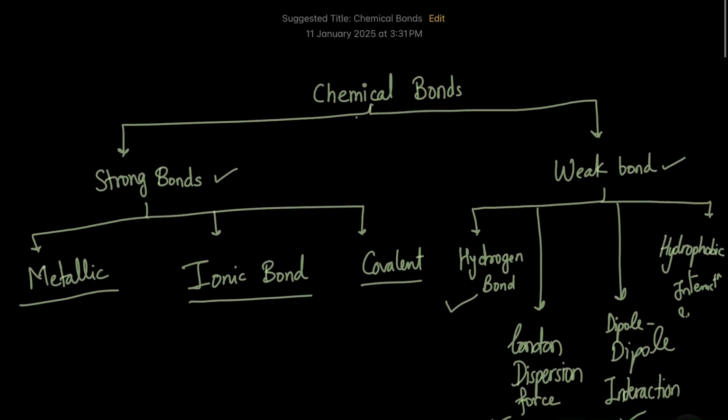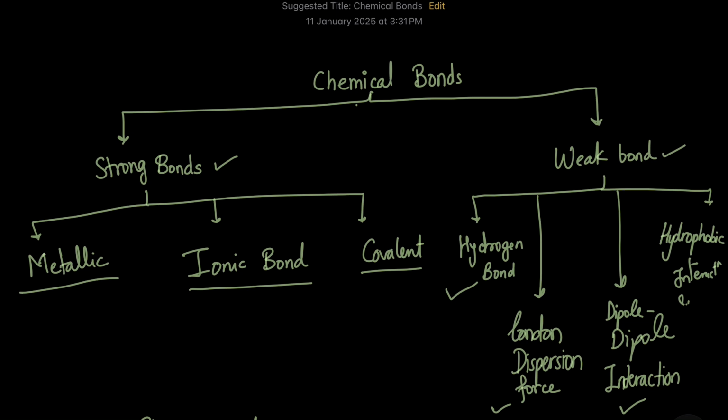We'll just revise it once. Chemical bonds have two types: strong bonds and weak bonds. Strong bonds are three types: metallic, ionic and covalent. And weak bonds have four types: hydrogen, and three other interactions: London dispersion forces, dipole-dipole interactions and hydrophobic interactions. That's all for today.